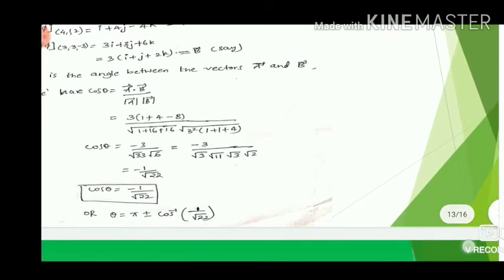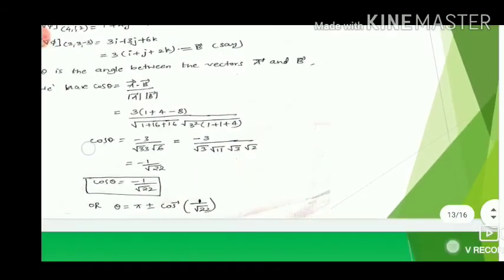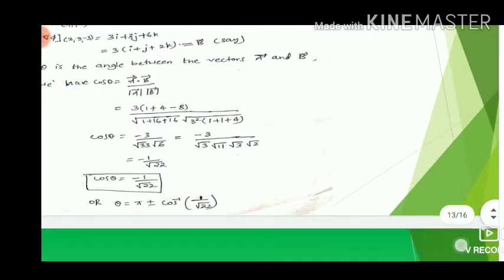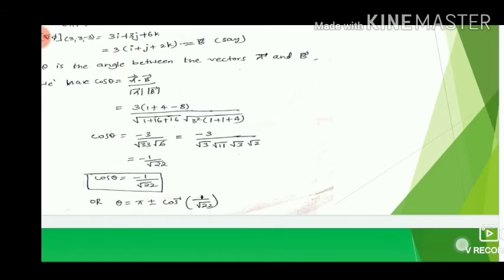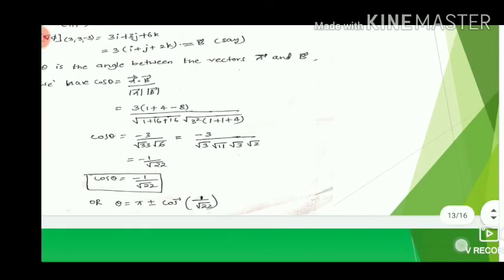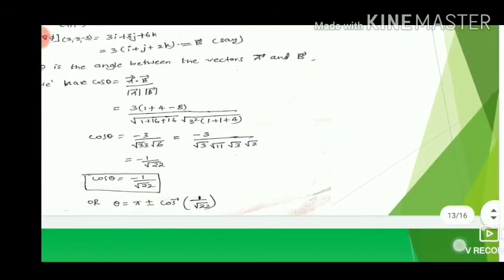Remember, we have the quadrant system. So here cos theta is negative in the second and third quadrant only. So we know that in the first quadrant all the ratios are positive, in the second quadrant only sine and cosec are positive, and in the third quadrant tan and cot are positive. In the last quadrant, the fourth quadrant, cos and sec are positive. We have an easy formula to remember, ASTC. So in the second and third quadrant only cos theta is negative.